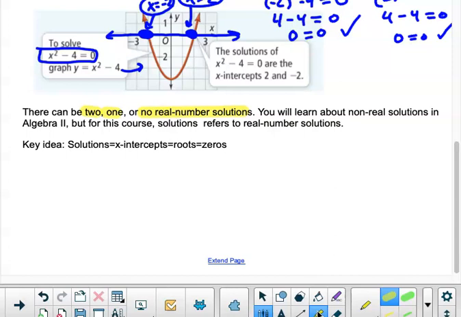But have this idea in your head. If you're solving quadratics, what you're doing is finding the x-intercepts. Another word for that is roots. Another word for that is zeros. Okay. All right, let's move on.